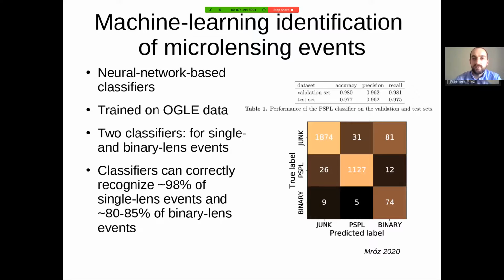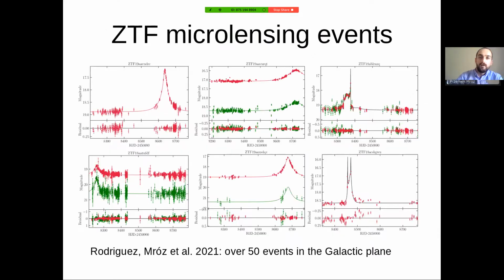And actually, it turned out that the performance of these classifiers was excellent. So we were able to correctly recognize about 80 to 90% of all single lensing events and about 80 to 85% of binary lens events, which is quite a good achievement. And here are some example light curves of those microlensing events.